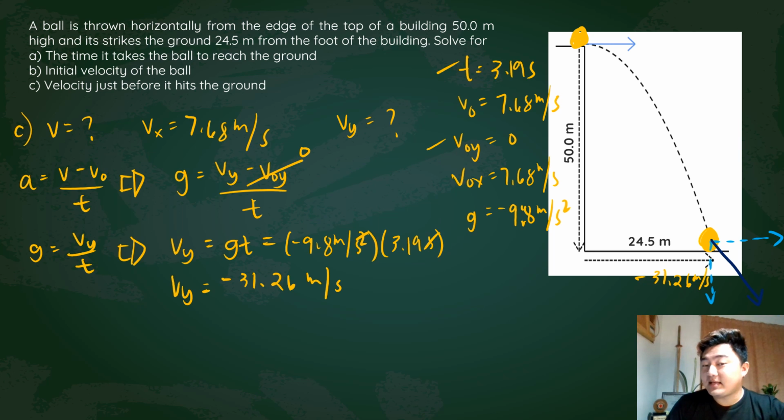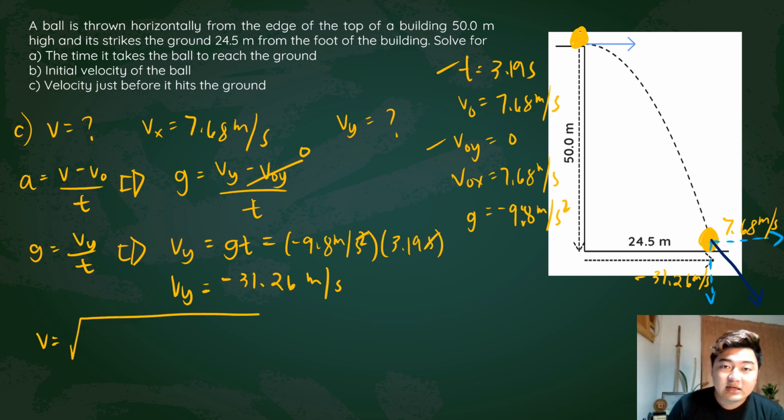So therefore, the final velocity in y here is negative 31.26 meters per second. Of course, it makes sense because it's going down. And the final velocity in x is 7.68 meters per second. So to solve for the final velocity, of course, we can use the Pythagorean theorem, where your final velocity in x squared plus final velocity in y squared, the sum of the squares of the components, then you take the square root, and you'll get the value for the velocity.